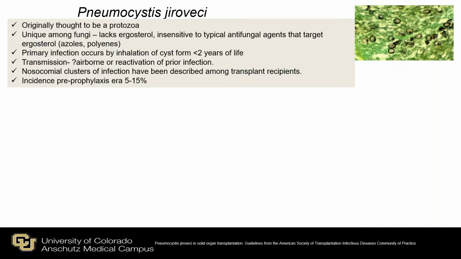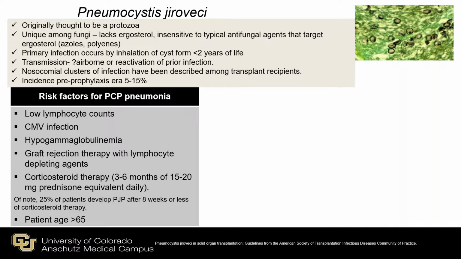Nowadays, all transplant patients are placed on PCP prophylaxis with Bactrim for a few months after transplant. Before routine prophylaxis was used, the incidence among transplant patients was 5 to 15%. The major risk factors for pneumocystis pneumonia are lymphopenia, concurrent cytomegalovirus infection, hypogammaglobulinemia, allograft rejection therapy treated with lymphocyte depleting agents such as antithymocyte globulin, and corticosteroid use.